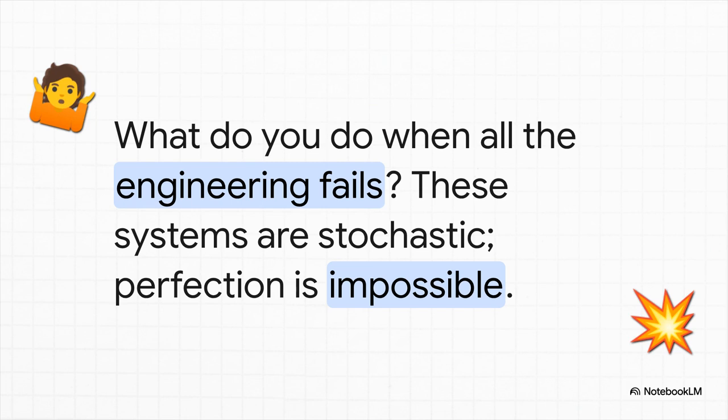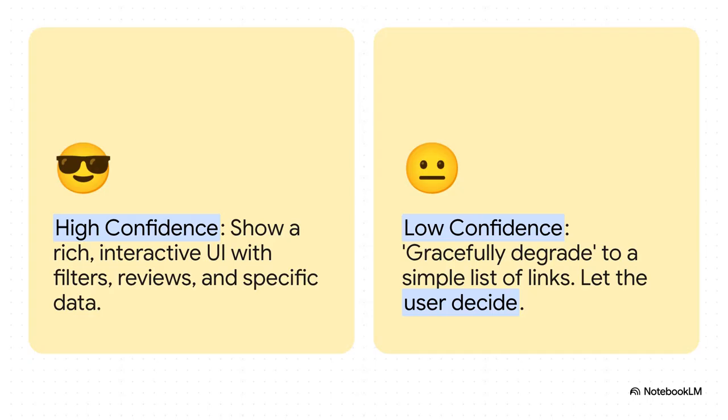But even after all of this, after you've optimized retrieval, ranking, orchestration, and cost, your system is still going to fail sometimes. It just will. These are stochastic systems, right? Perfection is impossible. So what's the last trick you have up your sleeve? You punt the problem to the product manager. I'm mostly kidding. But a great product is designed from the ground up to handle uncertainty.